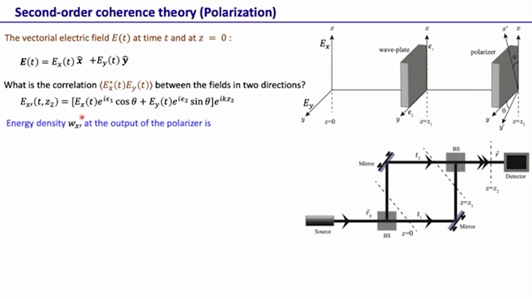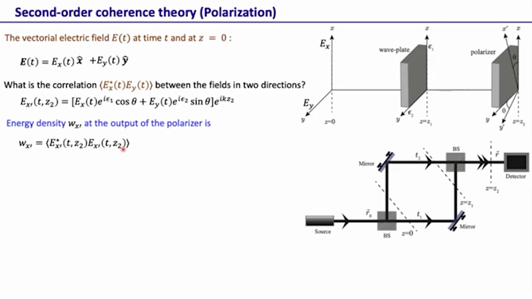Okay, so now, as we did for time, space, and angle, we will look at the energy density or the intensity that goes out of this polarizer, and the energy density is defined as E star of this quantity times E of this quantity. So it's just multiplying with this starred quantity and taking the ensemble average.